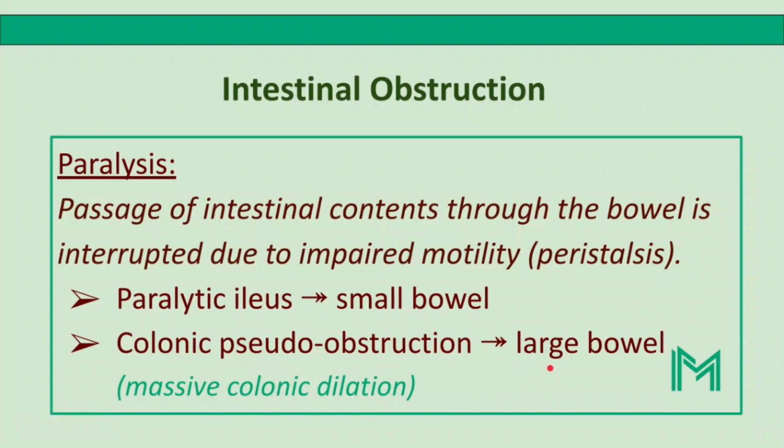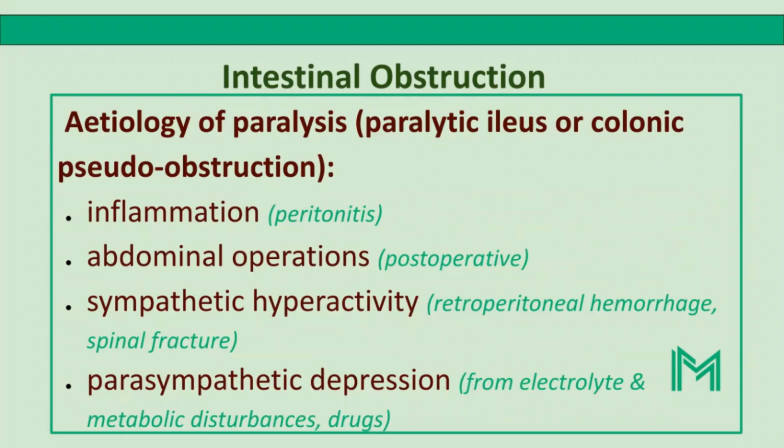So remember, it is called a functional obstruction because there is no physical barrier. The issue that occurs in paralysis or functional obstruction is what we call impaired motility or peristalsis. So the bowel is no longer contracting and relaxing to allow intestinal contents to pass through. So that is functional paralysis.